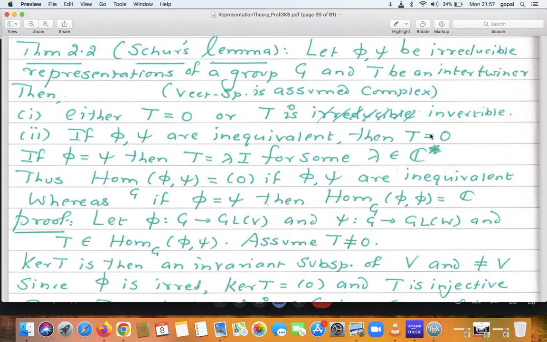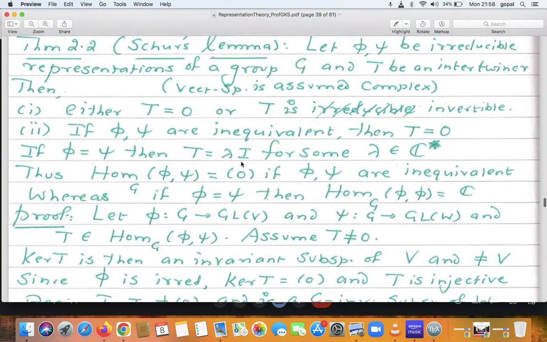Then either T must be 0 or T must be invertible. Only two options. Second, if phi and psi are inequivalent, then T must be 0. The second choice doesn't happen, the first choice happens. If phi and psi are equal, then T must be a scalar operator. So if phi and psi are inequivalent irreducibles, then the Hom is 0. On the other extreme, if phi and psi are equal, then the Hom is just the scalar operators, lambda times I.